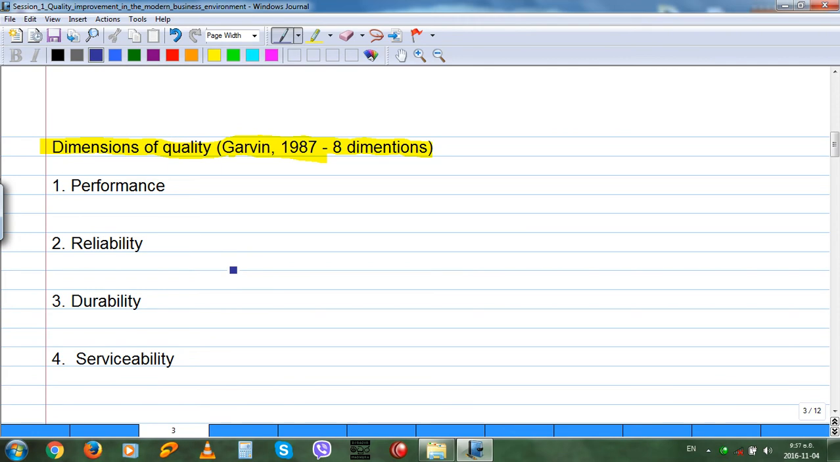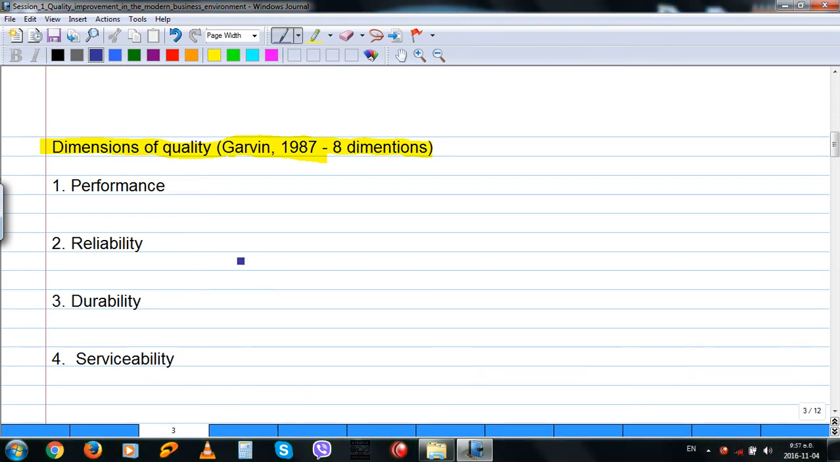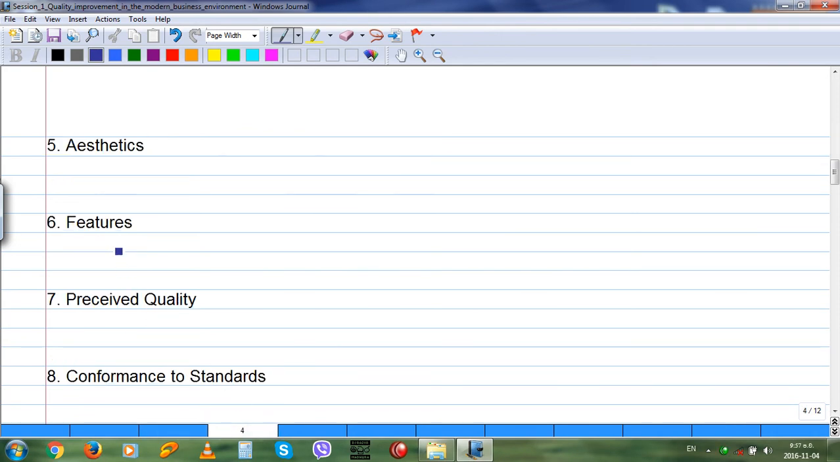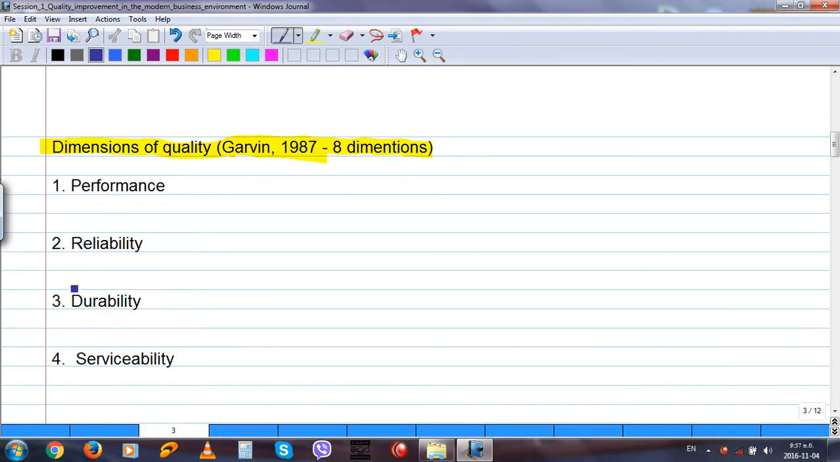And when we talk about quality, we have to know about the dimensions of quality. These 8 dimensions were stated by Garvin in 1987. The 8 dimensions are performance, reliability, durability, serviceability, aesthetics, features, perceived quality, and conformance to the standards. So these are the 8 dimensions. We will discuss them one by one.